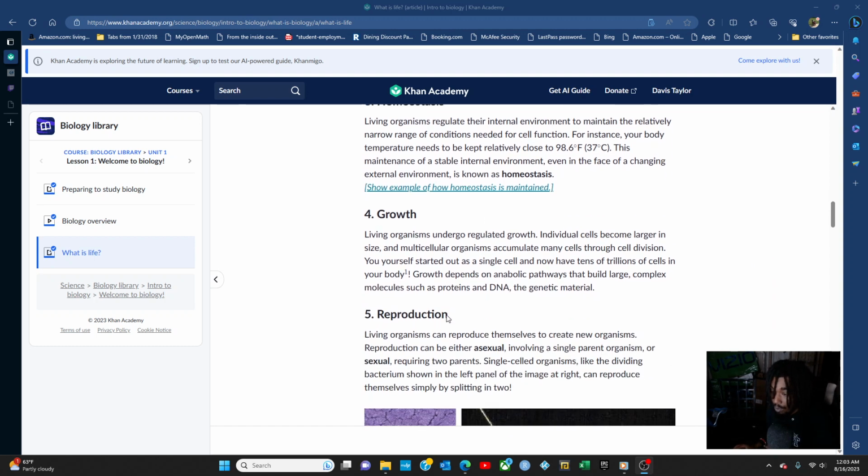Growth is fourth, which makes sense. Living organisms undergo regulated growth. I think everything grows: grass, us, our hair, ants, butterflies. They come from caterpillars. Everything seems to grow. So that is definitely true. It needs to be able to grow.